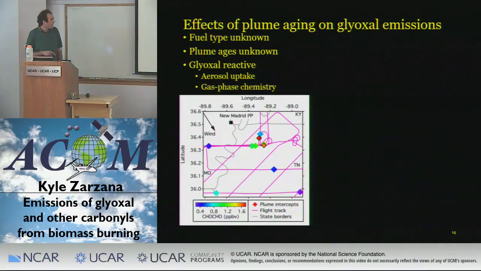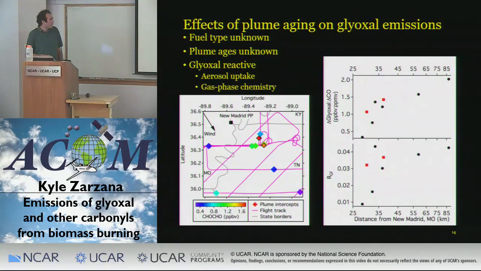And so looking at, again, that SENEX data, this is the flight track, and these markers here are all the biomass burning plumes. And again, the wind was coming out of the northwest. Fire was probably somewhere around here. And if we look at the Glyoxal to CO and Glyoxal to formaldehyde as a function of distance from kind of an arbitrary point here in the northwest, we do see some correlation between distance downwind and the Glyoxal to CO or the Glyoxal to formaldehyde.